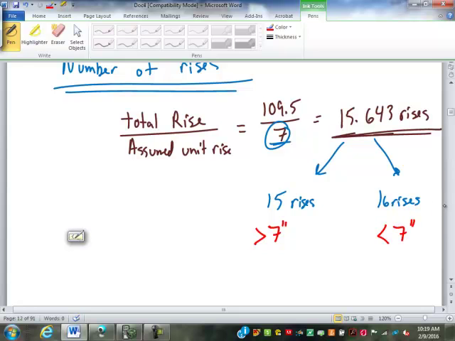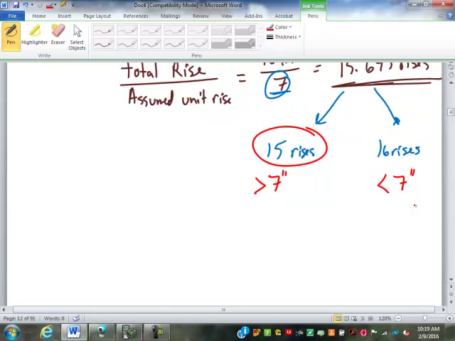Now, have you guys talked at all about whether you'd rather be over or under on your 7? You just said you'd rather have it. Yeah. Generally accepted, architecturally speaking, you'd rather be over. So which one do we want to use? 15 rises. As long as it doesn't throw you over 7.5 inches, you should be okay.